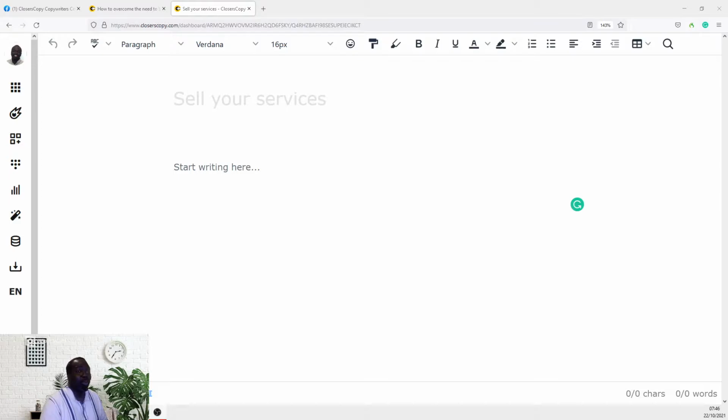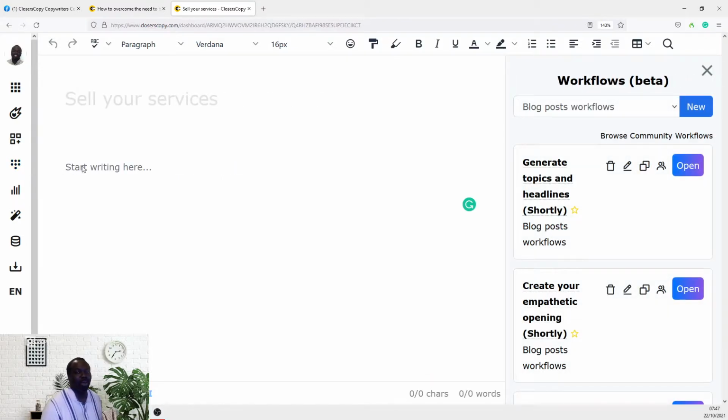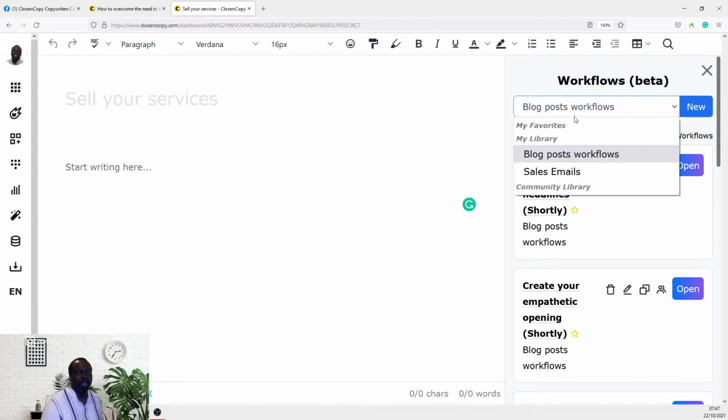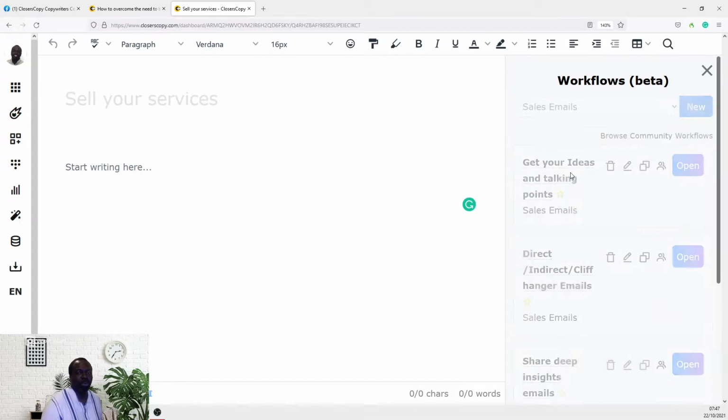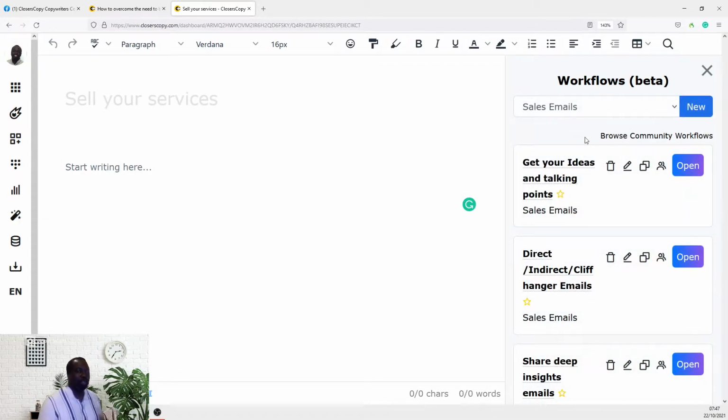So how do we do this? We are going to be using the new and improved system from Closest Copy called the workflows. And in the workflows, what's happened there is that I've just gathered a number of frameworks that will help you achieve this aim. So we'll be going to the sales emails frameworks.